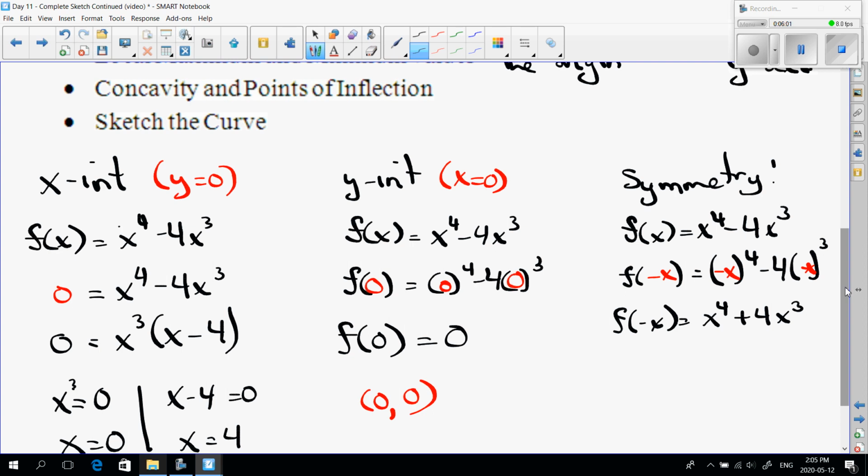Now let's examine these two things. Does f of negative x equal what we started with? Well, x to the fourth are the same, but no, it doesn't, because now I've got a positive 4x cubed, and here I had a negative 4x cubed. So because f of negative x does not equal f of x, we can say it's not even.